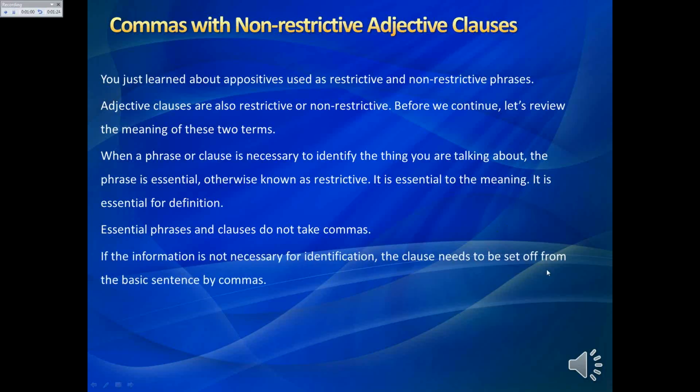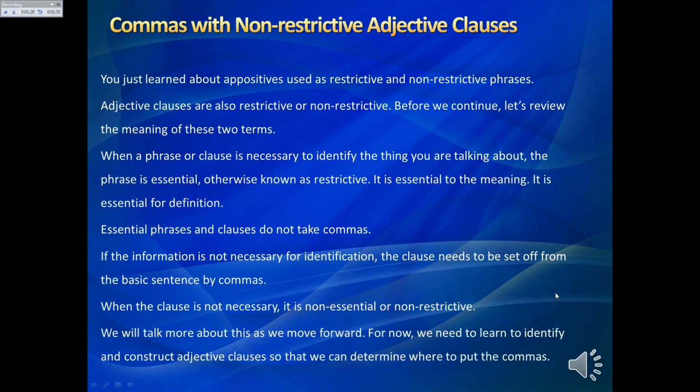So if the information is not necessary for identification, then we're going to need to set that information off from the basic sentence by commas. When the clause is not necessary, we call it non-essential, non-restrictive. I like to call it not necessary, so that we've got the not, the non, and the non, and they can't get confused that way. We're going to talk more about this as we move forward, but first we need to be sure that you can identify and create adjective clauses.